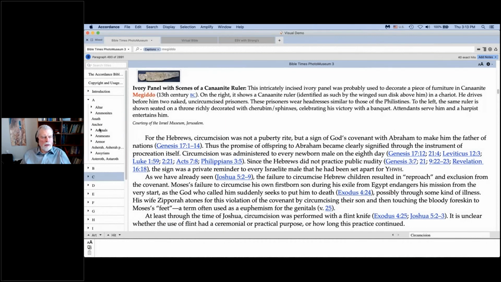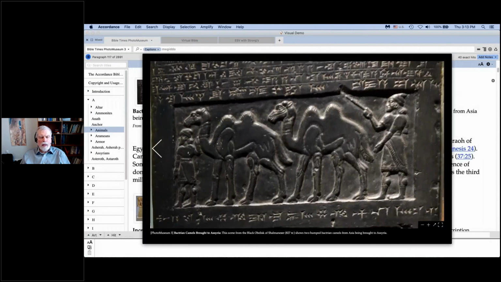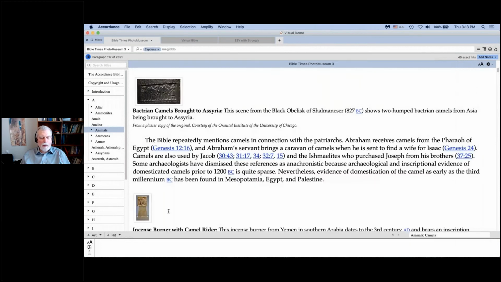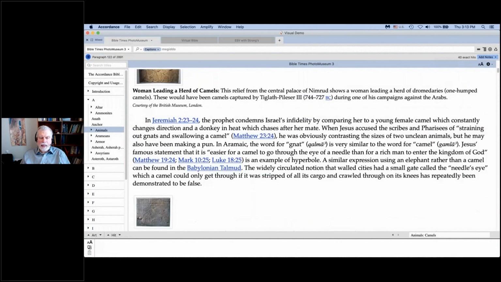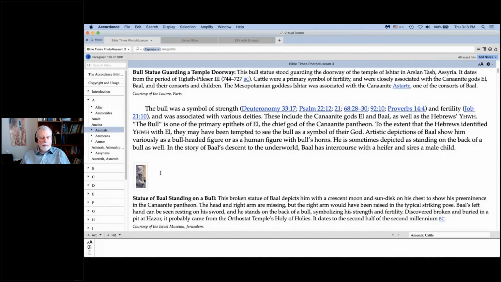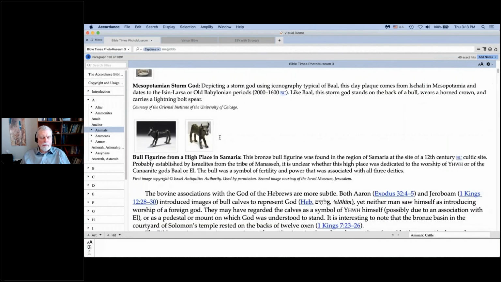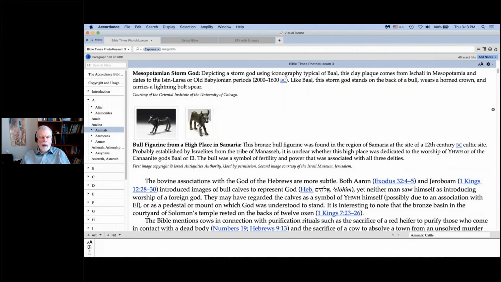Here you go, animals. First we talk about camels, and here's a very early Assyrian release of camels. And then we go on, that's a lot of camels. There's cattle, and we have especially bulls, because they tended to worship bulls. A lot of them there. I'm just showing that here's a bull figurine from a high place in Samaria.